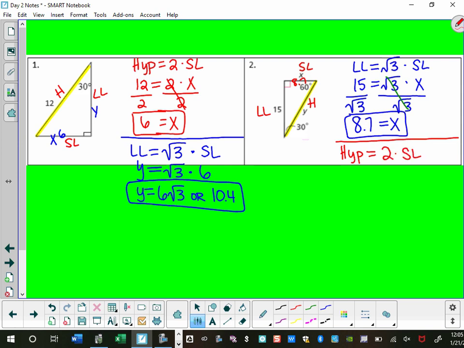Short leg. 2 times the short leg. Small leg sounds better. No, it doesn't. Alright, your hypotenuse is y equals 2 times your short leg. Chris, what was the short leg? You already solved for it. Oh, 8.7.